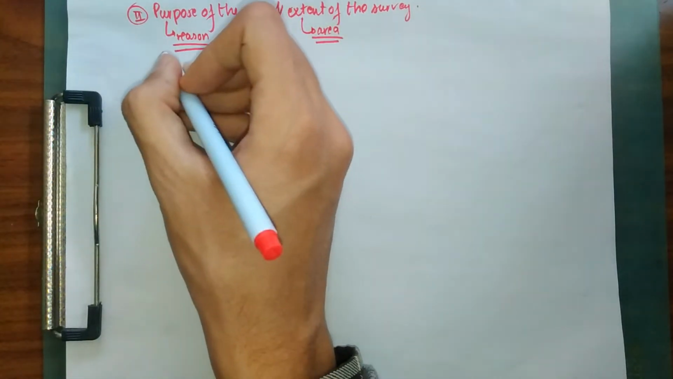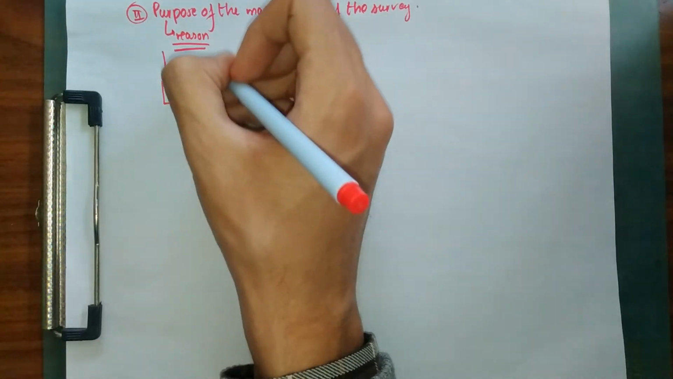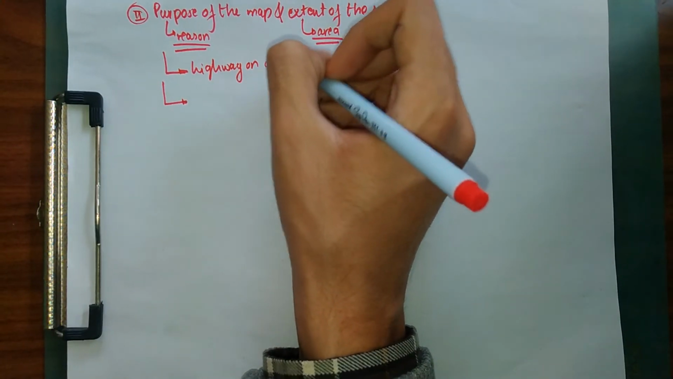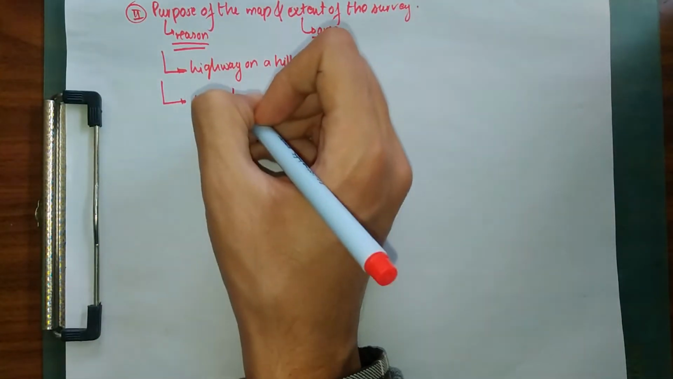So let me explain in two ways. Our purpose of the map can be two ways. It can be to construct a highway on a hill slope, and next it will be regarding construction of any building.